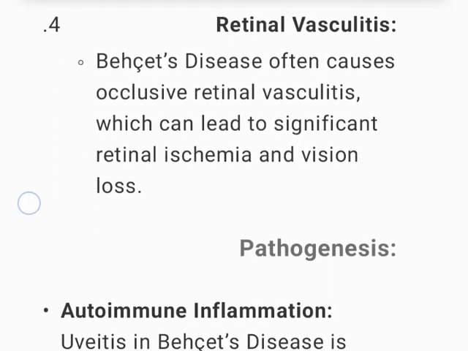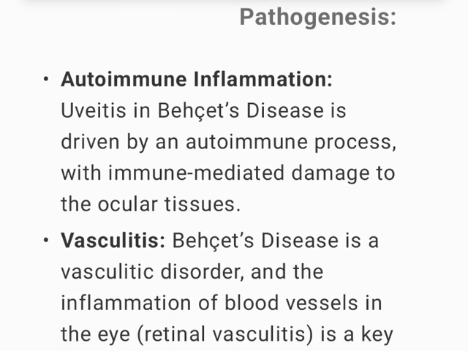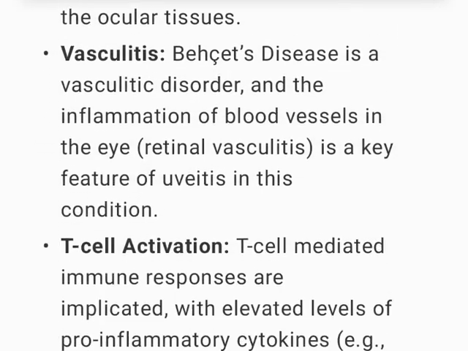4. Retinal vasculitis. Behçet's disease often causes occlusive retinal vasculitis, which can lead to significant retinal ischemia and vision loss. Pathogenesis, autoimmune inflammation. Uveitis in Behçet's disease is driven by an autoimmune process, with immune-mediated damage to the ocular tissues.